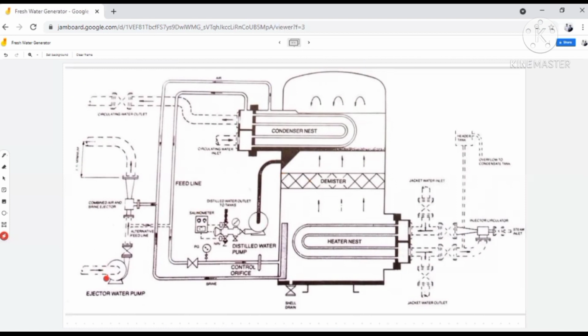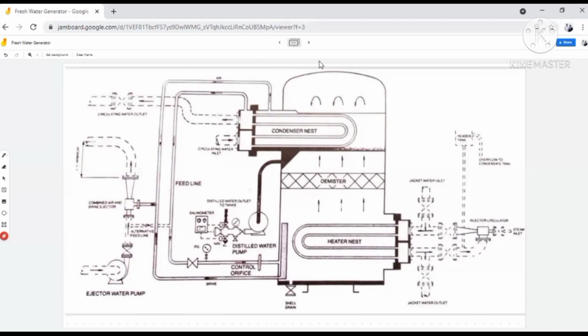You can see an ejector pump is being used to create the vacuum. What the ejector pump does is it takes suction from the sea and passes it through an air ejector. You can see the air ejector here, and then it discharges the water overboard. And you can also see a line that connects the air ejector to the shell of the freshwater generator. It is actually connected to the shell here, not to the condenser. You can see the shell is connected to the air ejector.